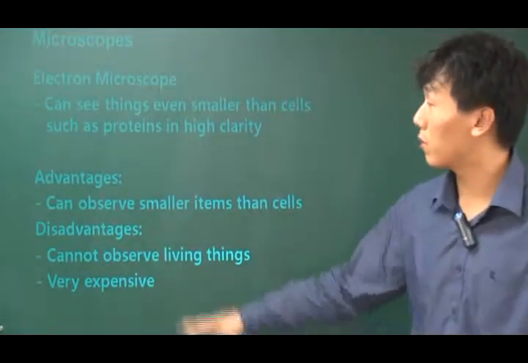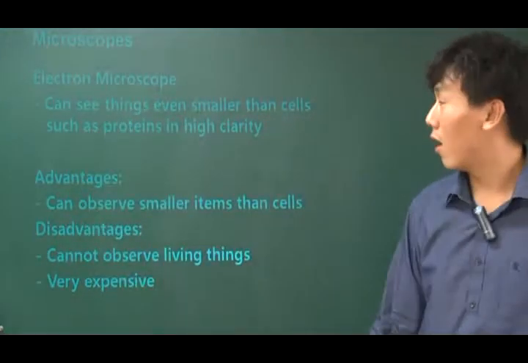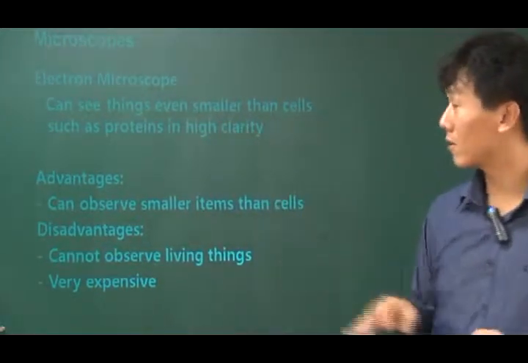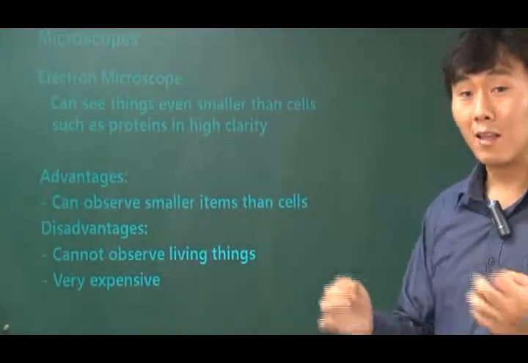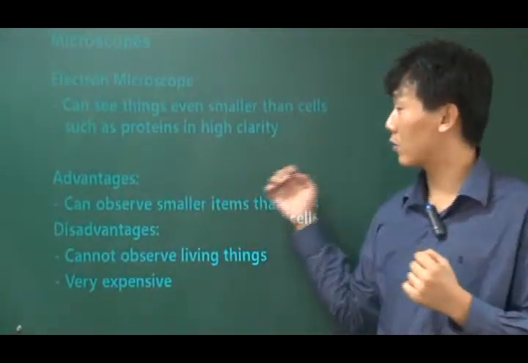The next type of microscope is the electron microscope. These can see things even smaller than cells, such as tiny proteins. Okay? Proteins are made by cells and they're only going to be a fraction of the size of actual cells.